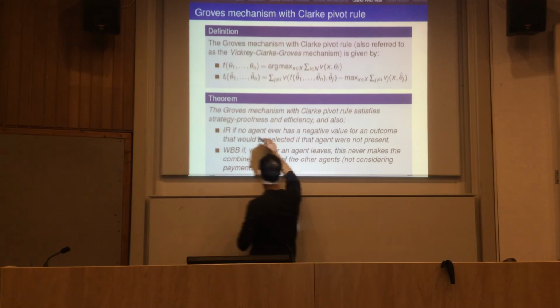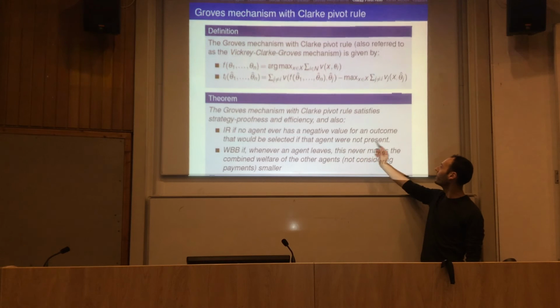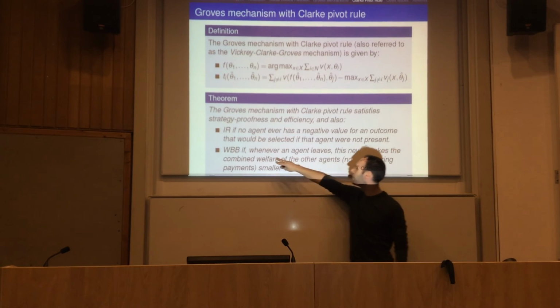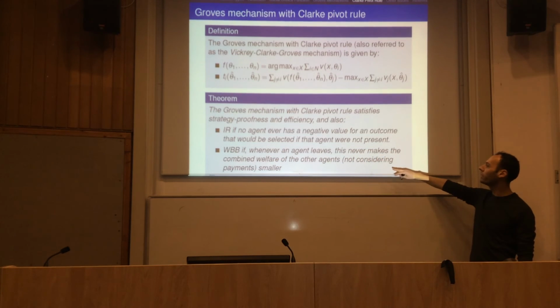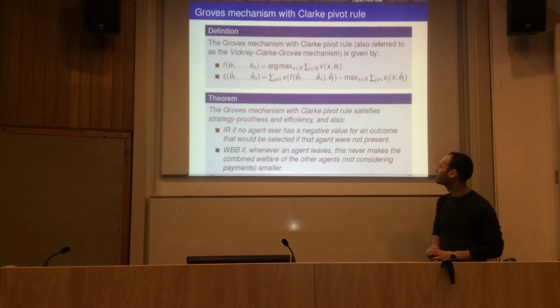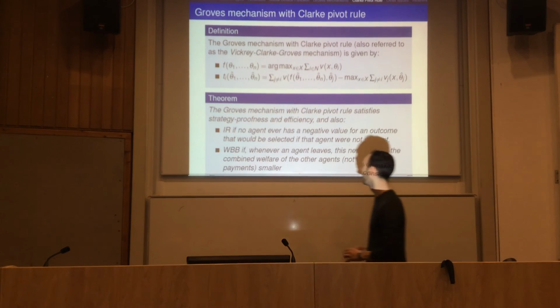individually rational if no agent ever has a negative value for an outcome that will be selected if that agent were not present. I'm not going to go into details there, but it's weak budget balance if whenever an agent leaves, this never makes the combined welfare of the other agents, not considering payments, smaller.